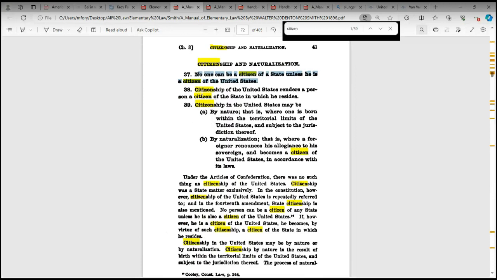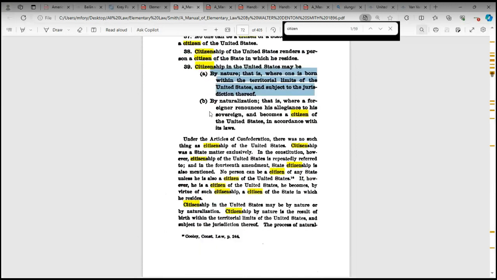Bullet point number 2, citizenship of the United States renders a person a citizen of the state in which he resides. Citizenship of the United States may be A, by nature, that is, where one is born within the territorial limits of the United States and subject to the jurisdiction thereof, that's the 14th Amendment, and B, by naturalization, that is, where a foreigner renounces his allegiance to his sovereign and becomes a citizen of the United States in accordance with its laws. Now, this is, of course, naturalization. So he just stated here the 14th Amendment.